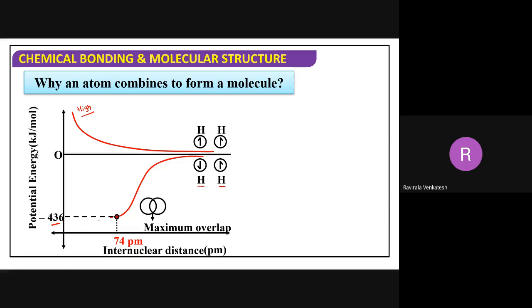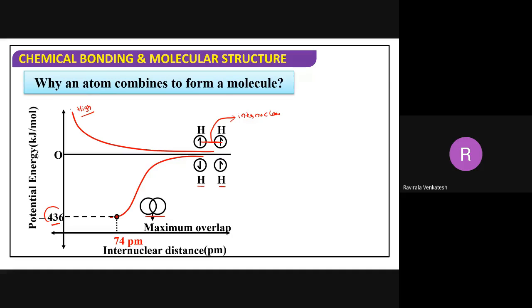So once they form, the electrons come near, no? You observe that they are away from each other, isn't it? The internuclear distance is from here to here. Now once they overlap, what happened? The internuclear distance is decreased, and they have released some energy, minus 436 kilojoules.